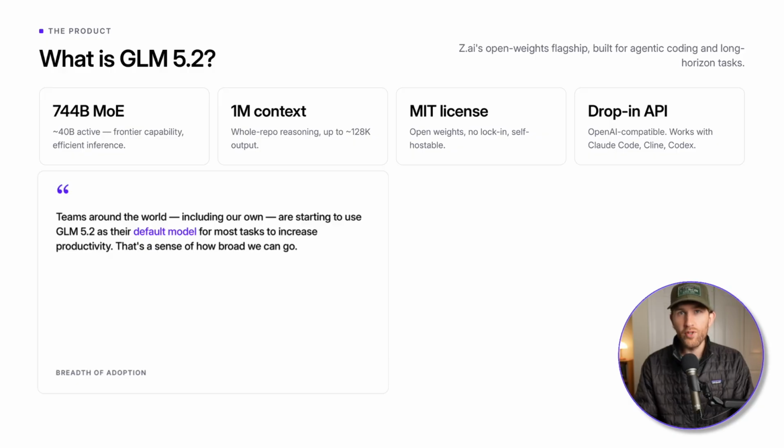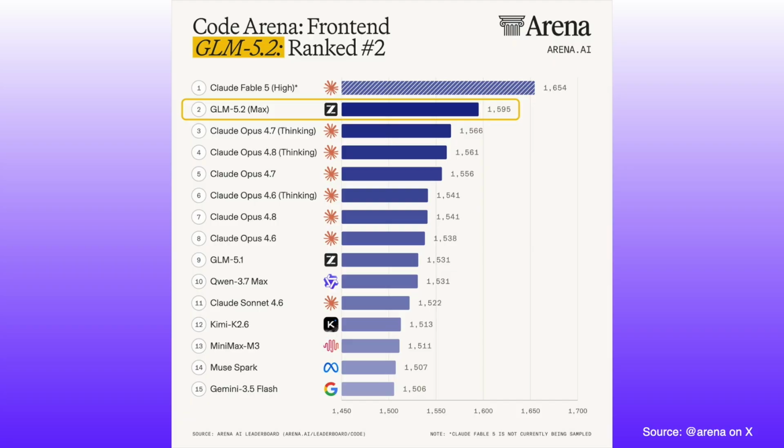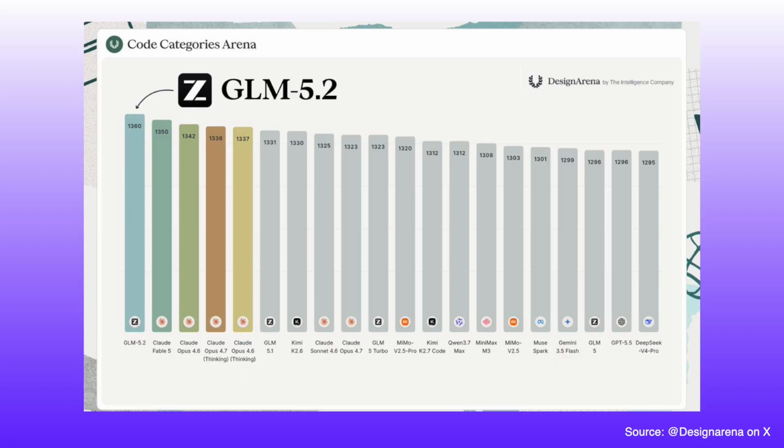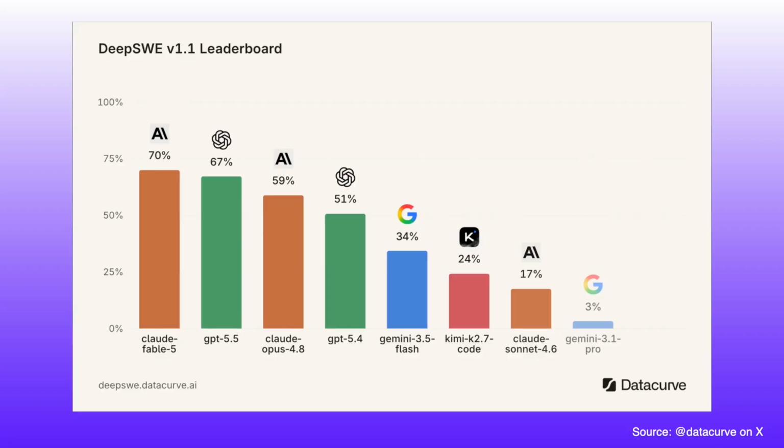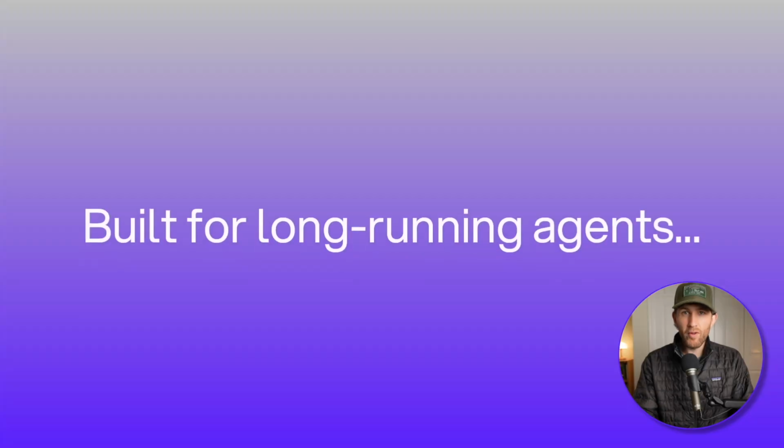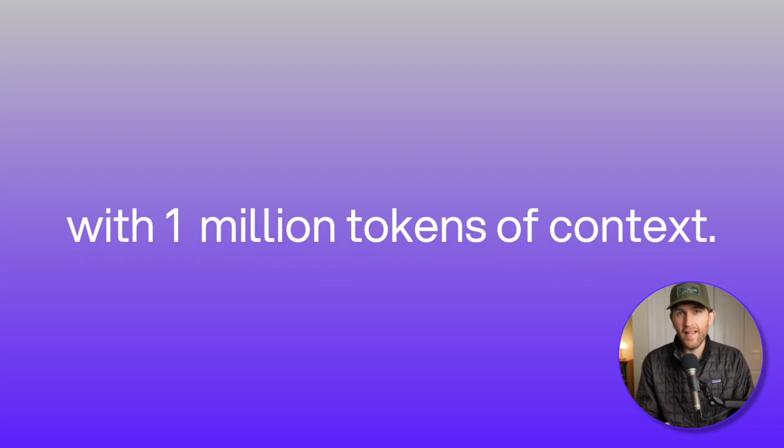Now, GLM 5.2 is open and MIT licensed, so any company can use it commercially, and you're not locked into anyone's roadmap. On the independent leaderboards, it's the top open model, and on real coding and design tasks, it's beating closed models head-to-head. It ranks above Opus 4.7 on Code Arena, tops Design Arena over Claude Fable 5, and leads the open weights field on DataCurve's Long Horizon coding benchmark. It's built for coding and agents that run a long time, and it reads up to 1 million tokens at once, so it can hold a whole codebase in one go.